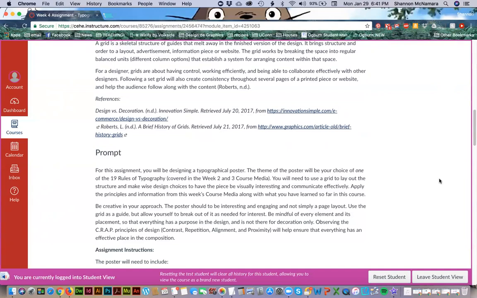You will need to use a grid to lay out the structure and make wise design choices to have the piece be visually interesting and communicate effectively. Apply the principles and information from this week's course media along with what you have learned so far in this course. Be creative in your approach. The poster should be interesting and engaging and not simply a page layout. Use the grid as a guide, but allow yourself to break out of it as needed for interest.